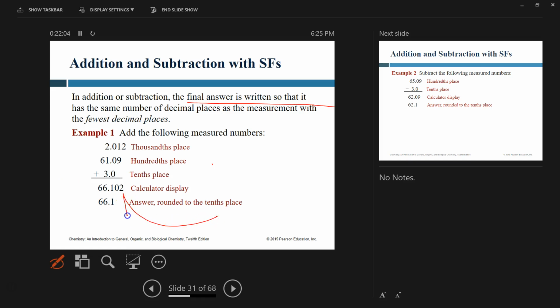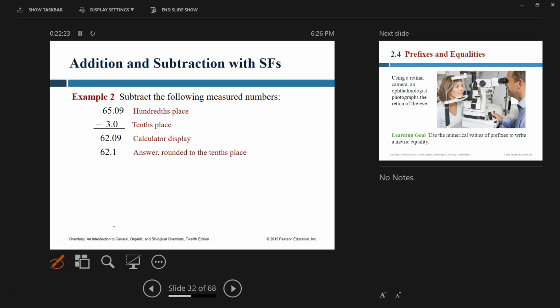So this is your calculated number, 66.102. But it has 3 decimal places, and you have to have only 1. You round it to 1 decimal place. Does that make sense? Here's another example: 2.1. That's the calculated answer. You round it to 1 decimal place. Are we clear?